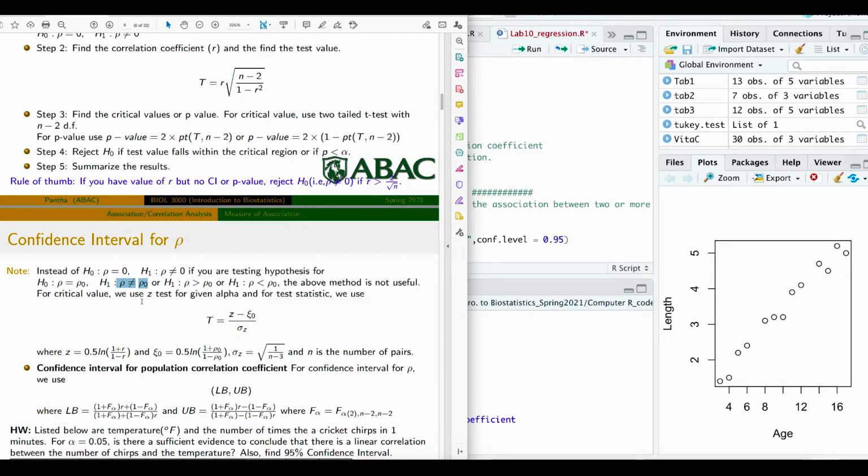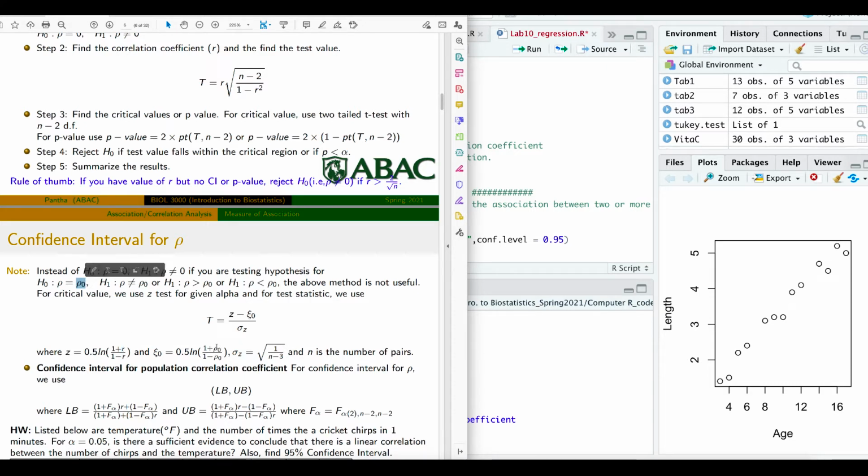Okay, that's the critical value we find out, (g minus zeta 0) over sigma g. What is g, what is zeta 0, what is sigma g? Given by this formula: g equals 0.5 natural log of (1 plus r) over (1 minus r), where r is the sample correlation coefficient. Zeta 0 is 0.5 times natural log of (1 plus rho 0). What is rho 0? Rho 0 will be that value.